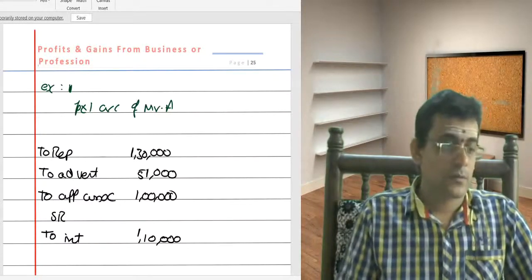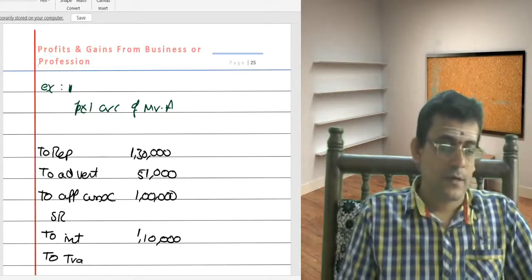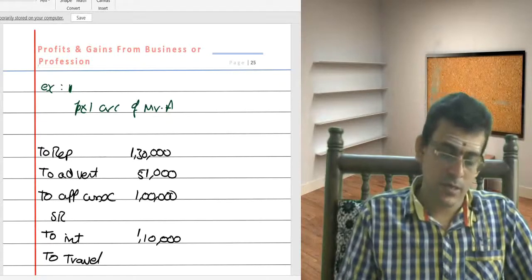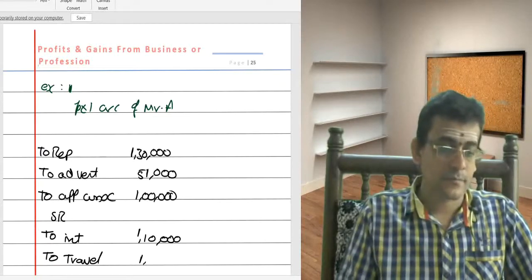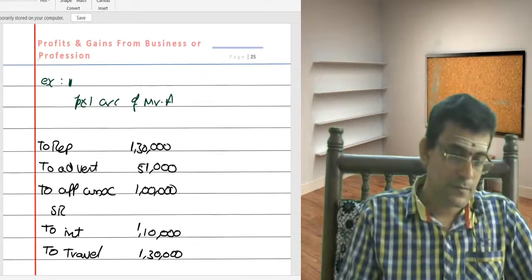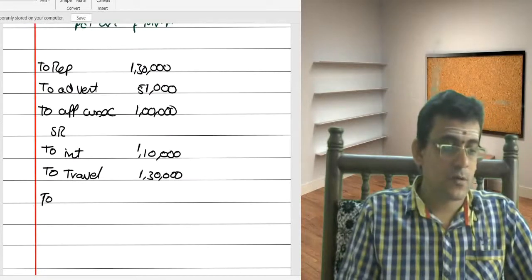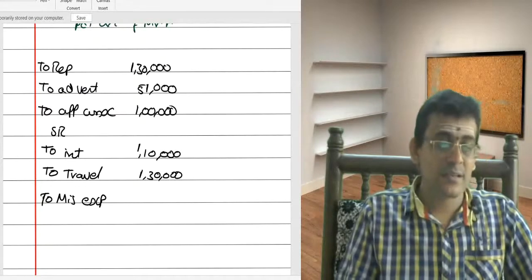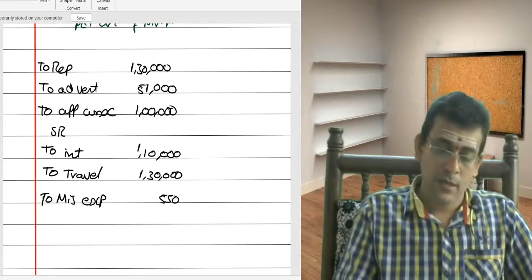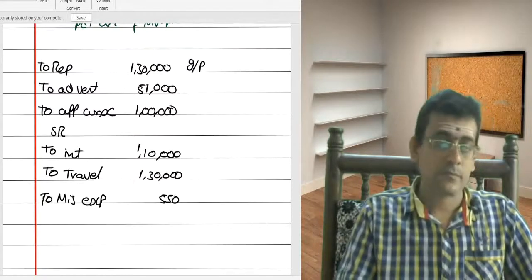Now, there is something called traveling charges or traveling expenses, 1 lakh 30,000 to travel. Then we have also been provided miscellaneous expenses. Let us consider this as 550. Let us go to the credit side. Here we have been provided with your gross profit brought down, 6 lakh 1,000 is your gross profit.